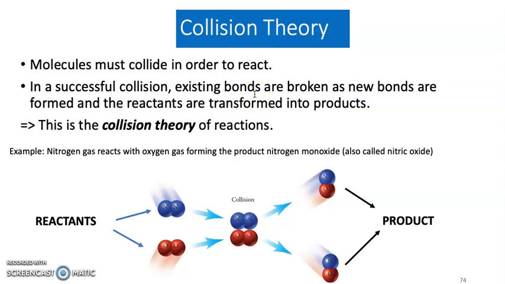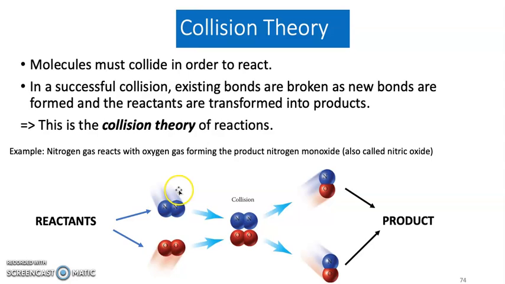First, let's talk about collision theory. You may wonder, how can a chemical reaction really occur? This can be explained by the collision theory. The collision theory states that molecules must collide in order to react, and for a successful collision, existing chemical bonds are broken and new chemical bonds are formed, and therefore the reactants can transform into the new product. This is called the collision theory of reaction.